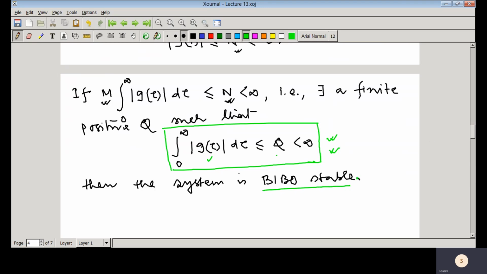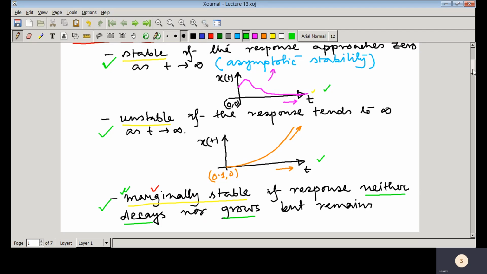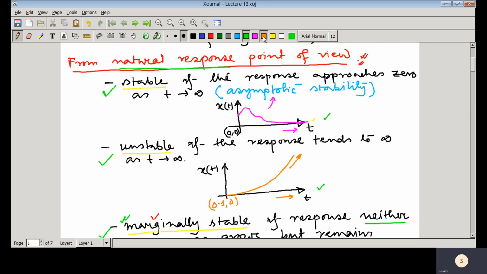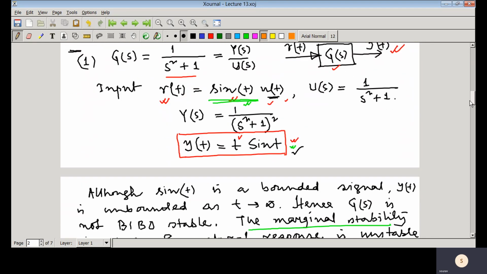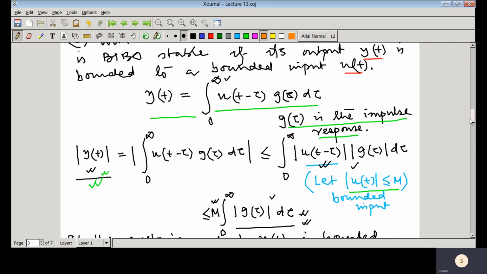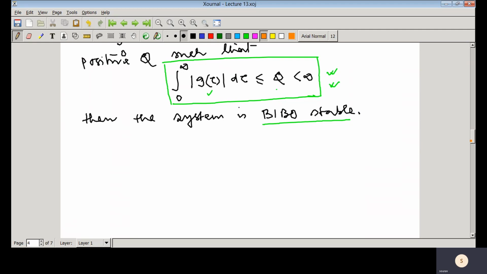So now let us see the other important things. The asymptotic stability we have already discussed here. And interestingly, the asymptotic stability or the BIBO stability, all these concepts or notions in the case of linear time invariant systems are actually equivalent. So let us see.